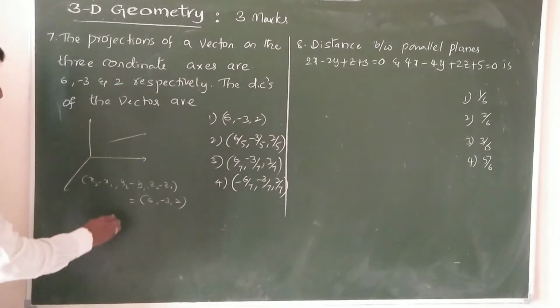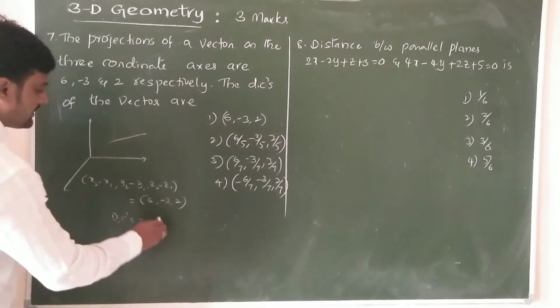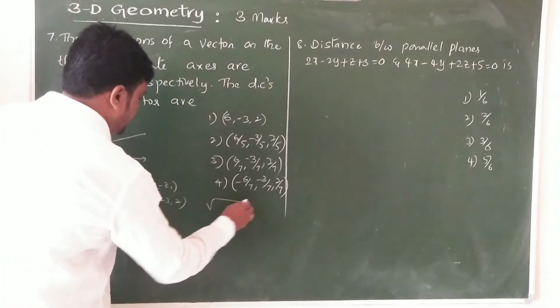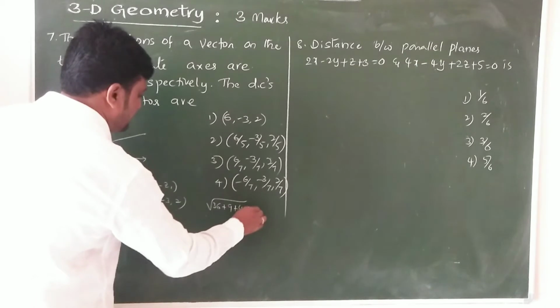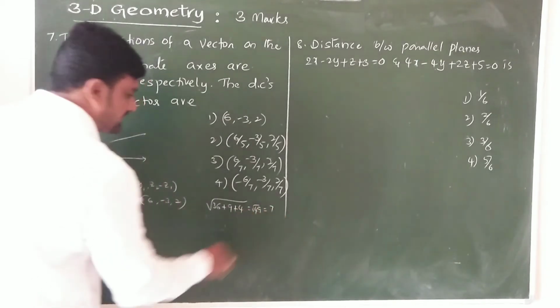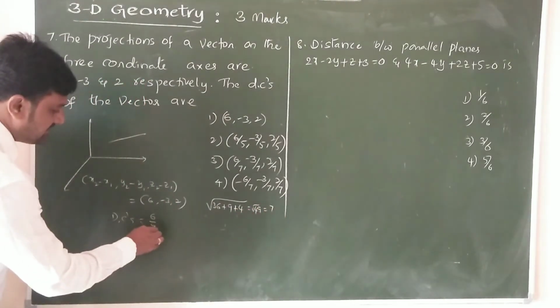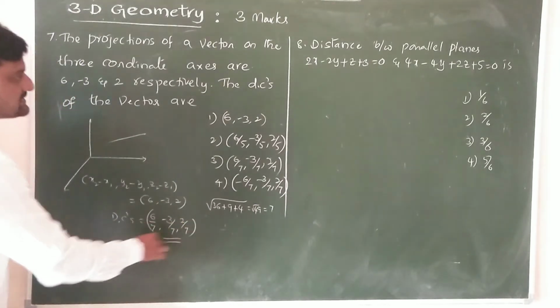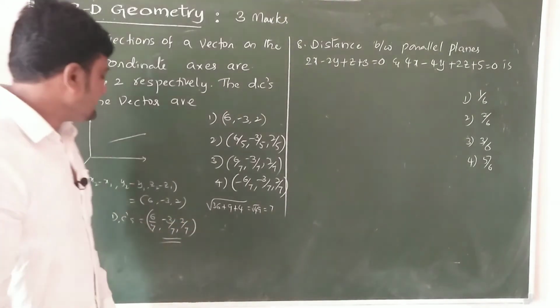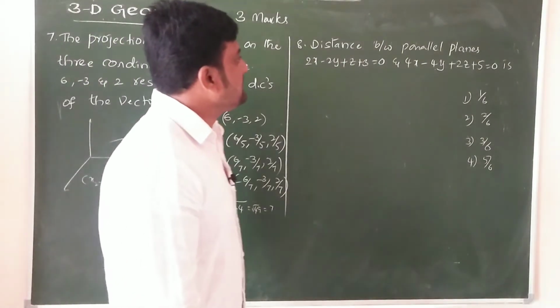Now direction cosines are what? Now we can take in the denominator 6 square is 36 plus 9 plus 4 is 49, that is nothing but 7. Yes or no? Then 6 by 7, minus 3 by 7, 2 by 7. Okay, simply.